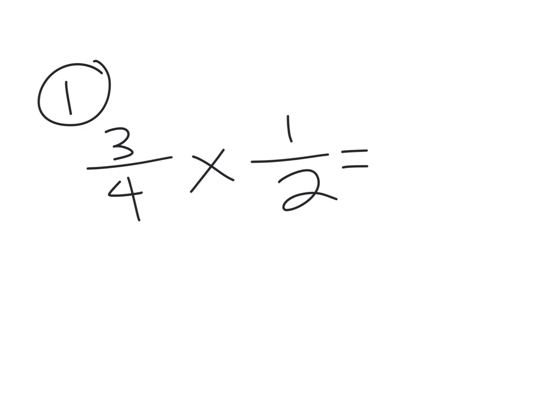3 times 1 is 3. That's numerator times numerator. And 4 times 2 is 8. And of course, that's all the work you have to show because there's nothing to reduce. So again, this is number 1.